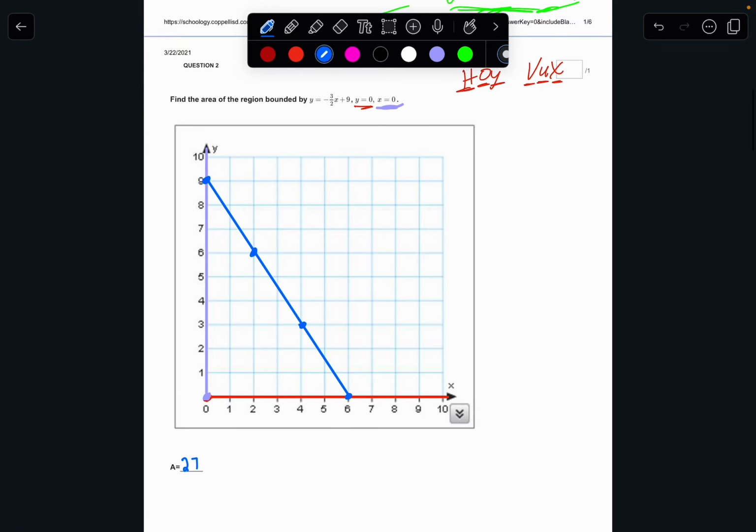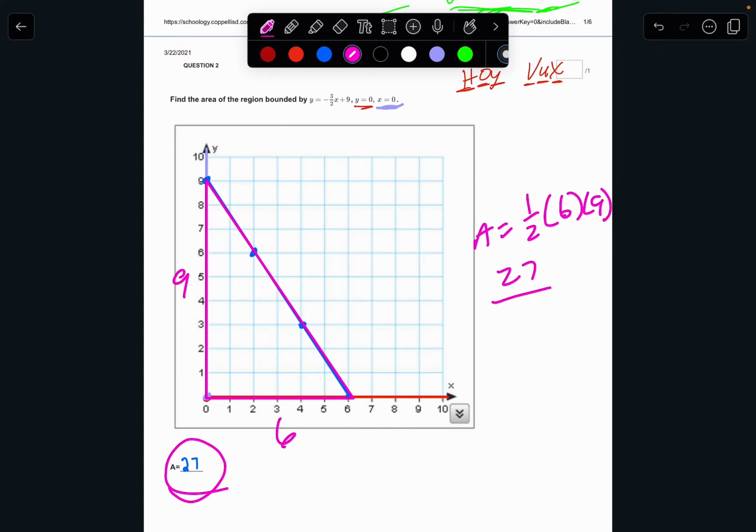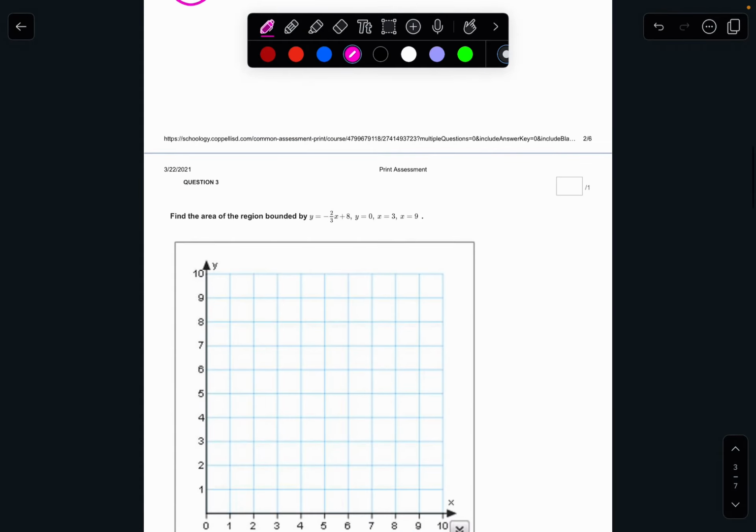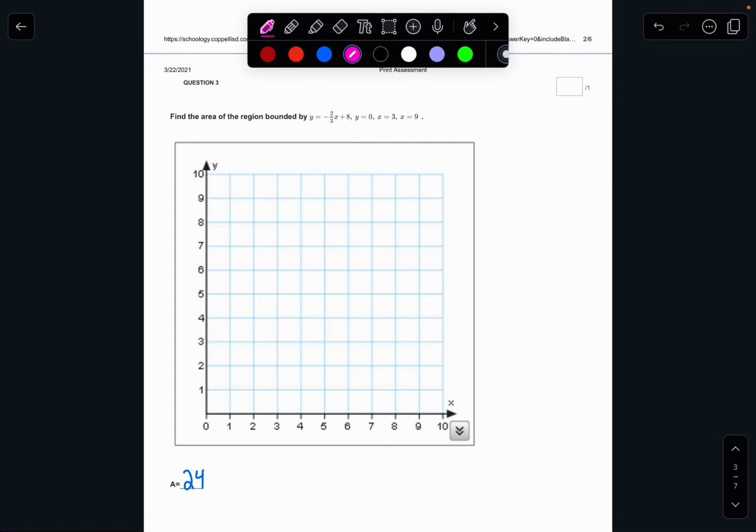And the bounded region, let's do this. Oh, we already used red. We'll use pink. The bounded region is the region in between all 3 lines that we just drew. So it's a right triangle where the base is 6 and the height is 9. So that area would be 1/2 times 6 times 9. And that would be 27. Got it. Perfect. Number 3. Let's do some more graphing.